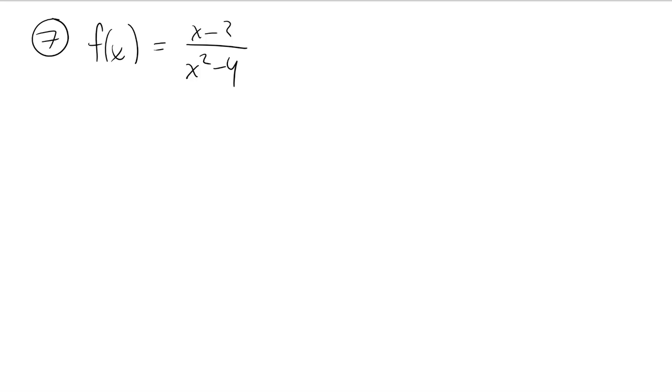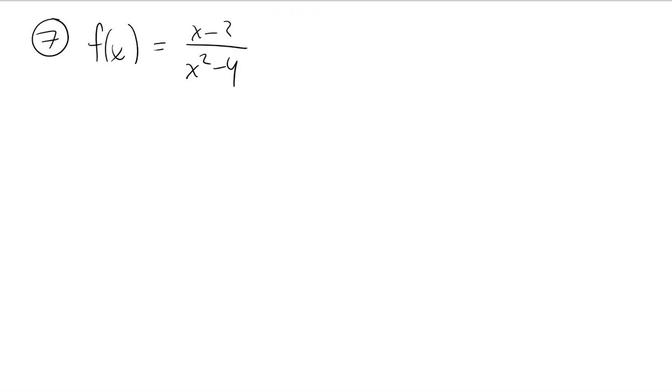Find the values for x for which this function is discontinuous and label these discontinuities as removable or non-removable. So, what makes a function not continuous, discontinuous? Like what causes breaks in the graph?